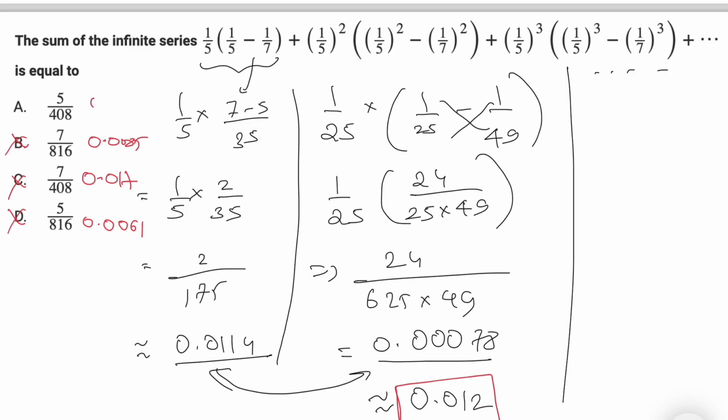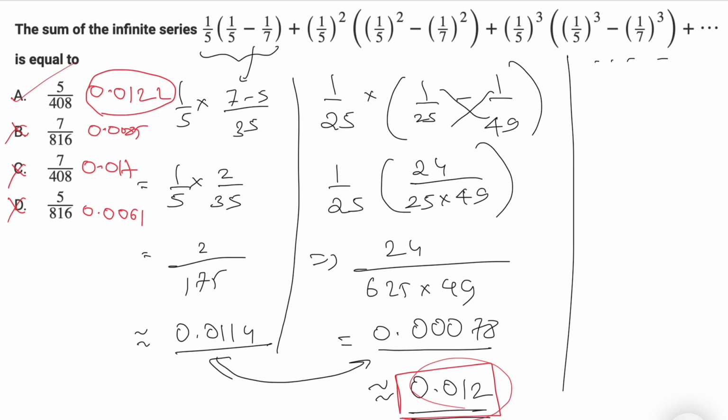The A one is 5 divided by 408. 5 divided by 408 is indeed 0.0122. Perfect. That's exactly what you want, right? And that is the correct answer to your question, option A. Okay, so that's a very short and sweet method for solving these particular questions.